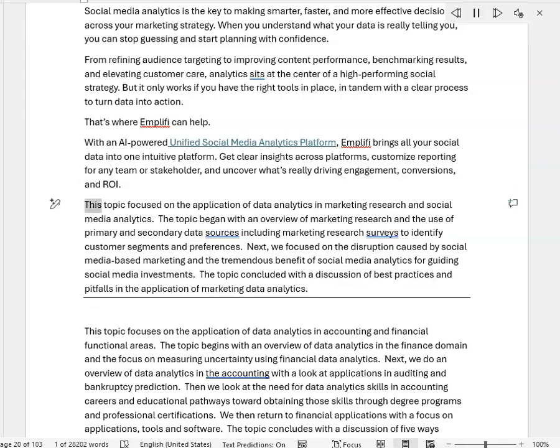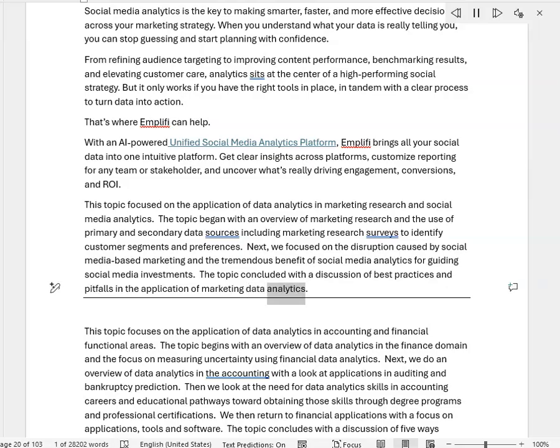This topic focused on the application of data analytics in marketing research and social media analytics. The topic began with an overview of marketing research and the use of primary and secondary data sources including marketing research surveys to identify customer segments and preferences. Next, we focused on the disruption caused by social media-based marketing and the tremendous benefit of social media analytics for guiding social media investments. The topic concluded with a discussion of best practices and pitfalls in the application of marketing data analytics.